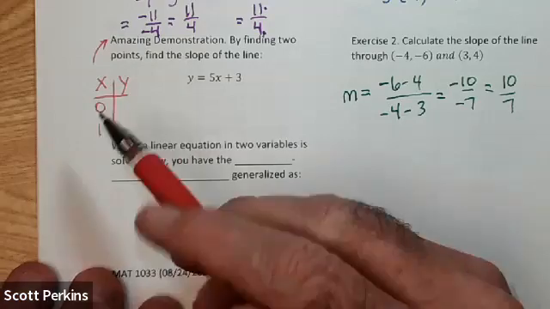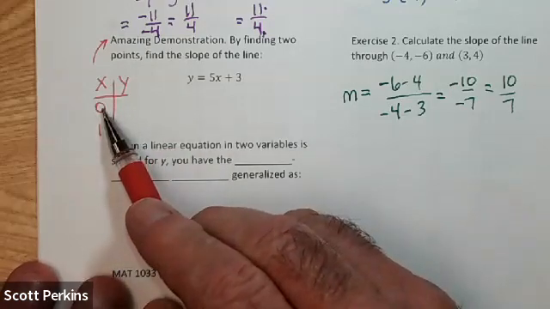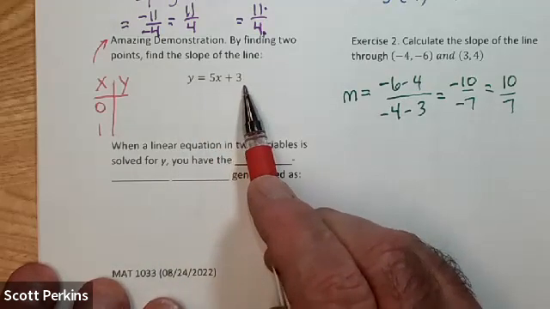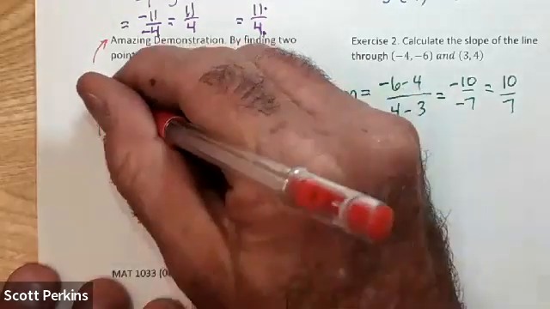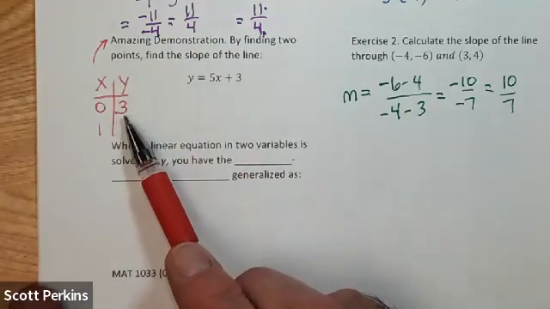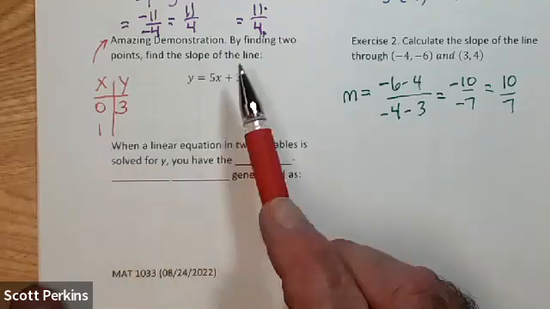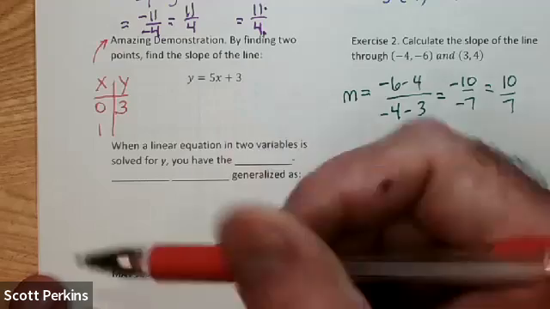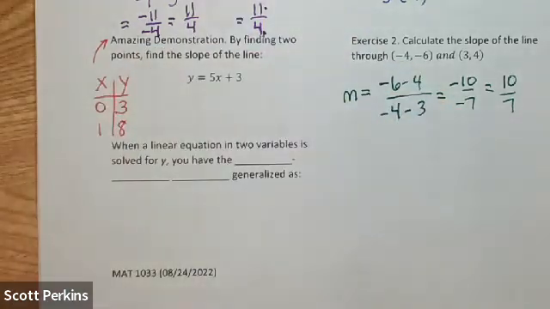Here goes. When I plug 0 in for x, what's 5 times 0? 0. What's 0 plus 3? 3. So my result is 3. I'm just not writing it down because I don't have a lot of room there. Does anyone not see where that number 3 came from? Are we okay? When I plug 1 in, what's 5 times 1? 5 plus 3 is 8. Okay. There's my 2 points.